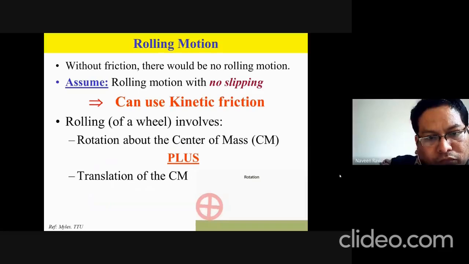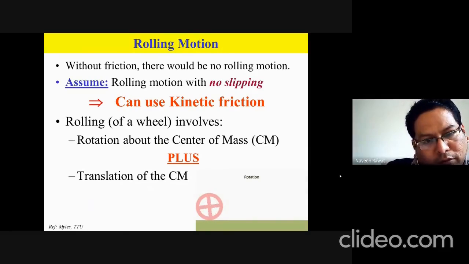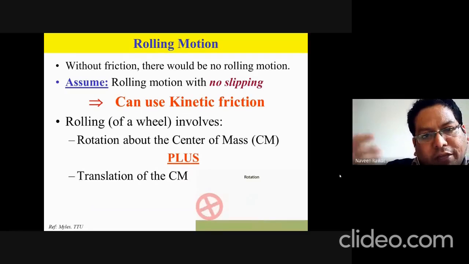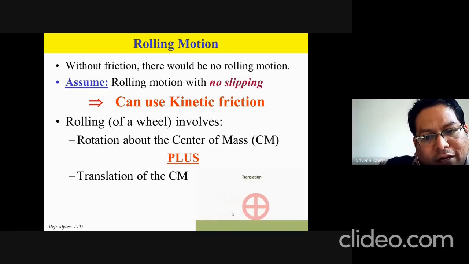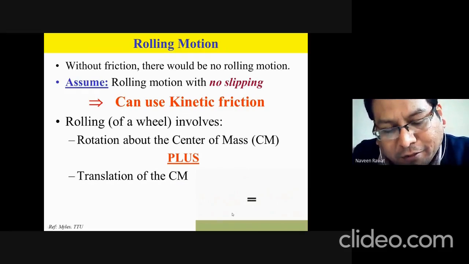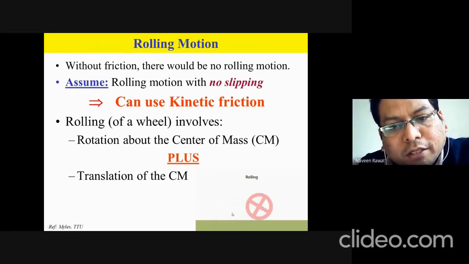So again, what you have to remember is that this rolling motion will not be possible without friction. If there is no friction and the object is rotating, it will just keep rotating about where it is situated. And if something is just sliding, it will just keep sliding, and it won't actually start rotating unless there is some friction acting on it. So that's the picture here. You have to remember that friction plays an integral part in these situations.